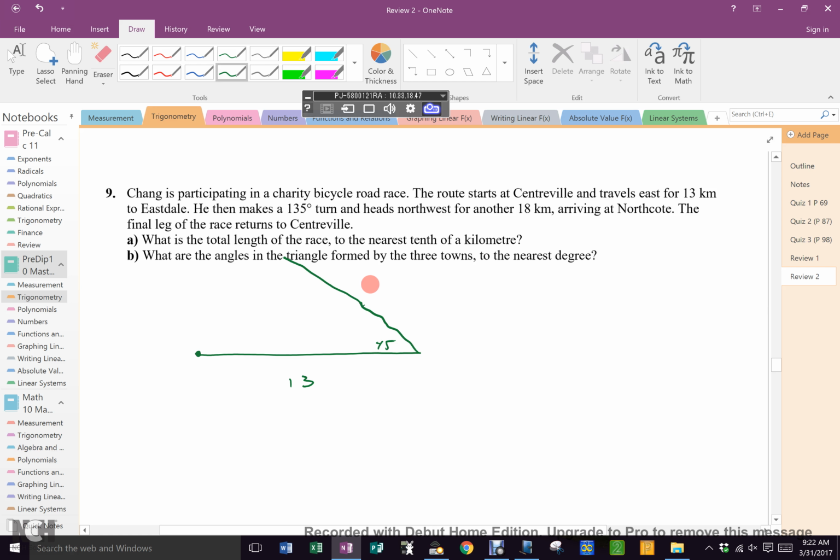Then he goes 15 or 18K? 18K, yes? Then he turns home. Okay? What do you need there? Sine or cosine law? Cosine law, because you got two sides and an angle. So you cos law to get this side, which comes out not to 13. Comes out to 12.7 and so on.